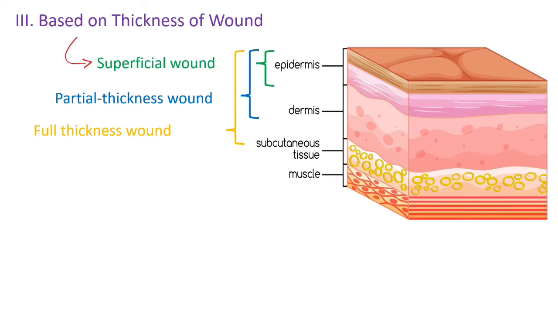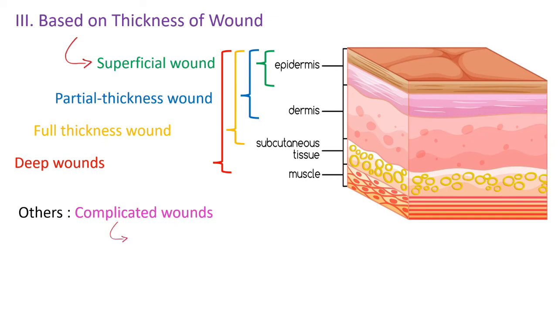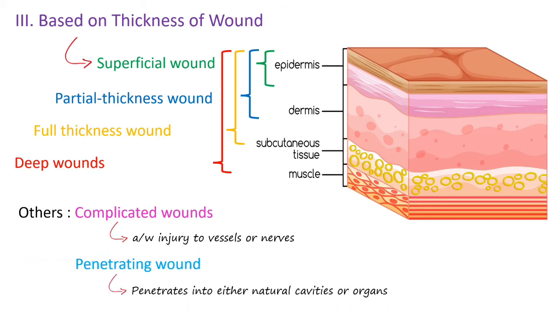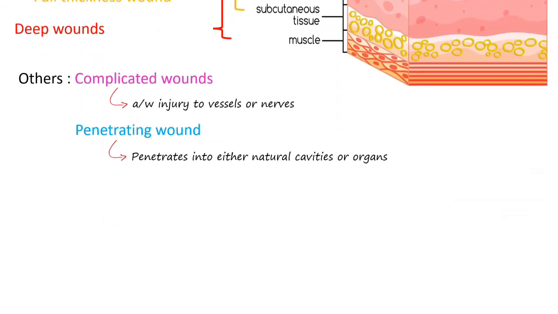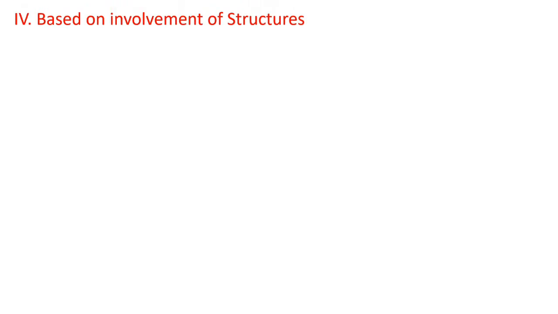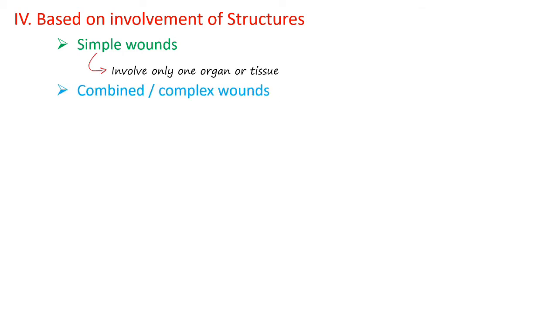And when the wound extends deeper across deep fascia into the muscles or deeper structures, it is known as a deep wound. Others are complicated wounds, which are associated with injury to vessels or nerves, and penetrating wounds, which penetrate into either natural cavities or organs. Based on involvement of structures, simple wounds involve only one organ or tissue, and combined or complex wounds involve mixed tissues.